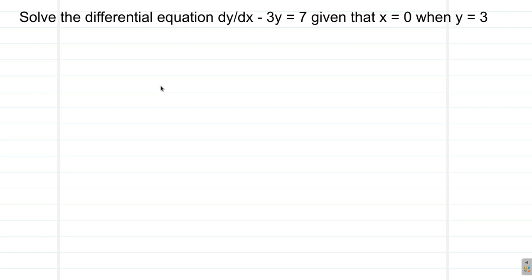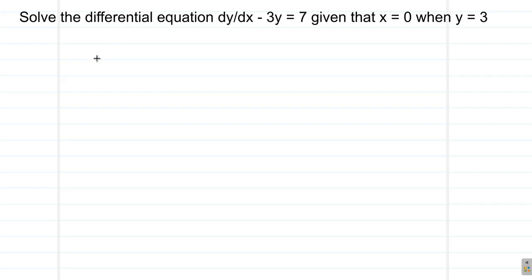Solve the differential equation dy by dx minus 3y equals 7, given that x equals 0 when y equals 0. I'm going to ask you to pause the video, write the question down, go ahead and solve it.